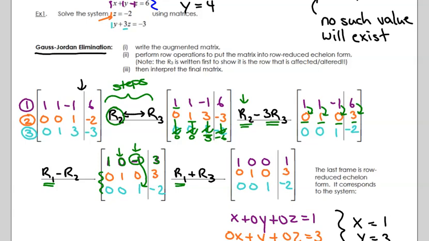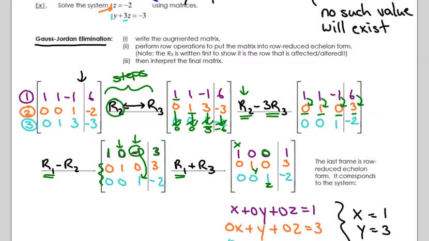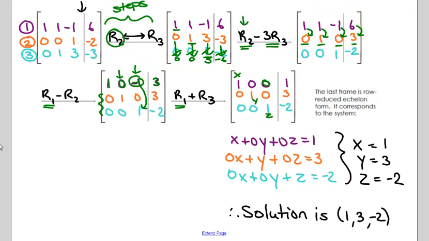And that means if I take all of row 1 and add it to row 3, I get my nice 0 right there. And now I have x by itself, y by itself, and z by itself. That means that I have the point of intersection, which is an x value of 1, y value of 3, z value of negative 2. And I can put that into an ordered triple.